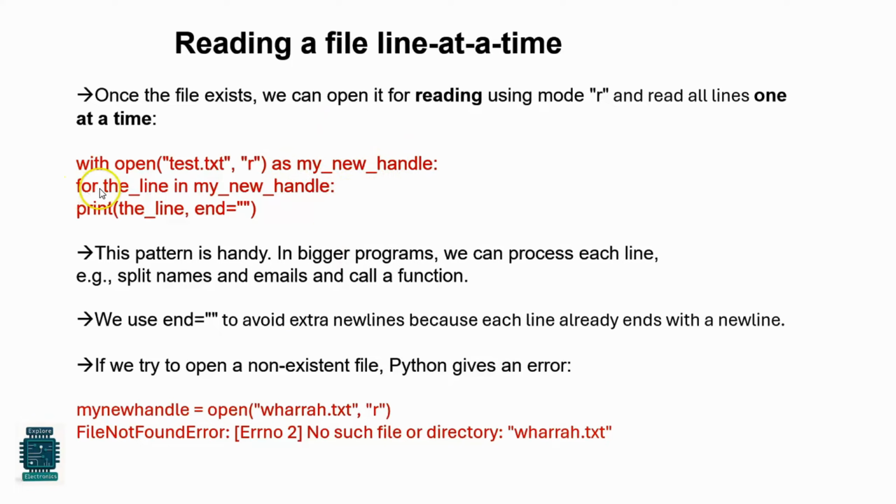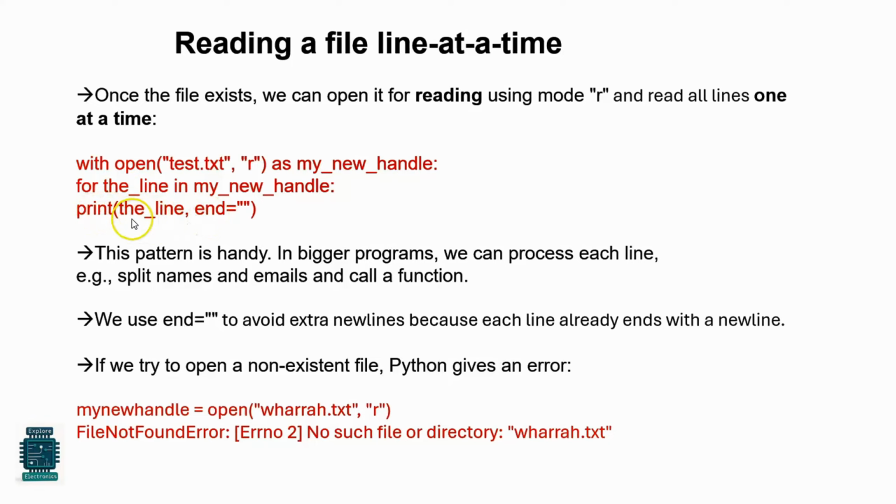For line in my_new_handle: this part of the code iterates through the file, with my_new_handle acting as an iterable object. The loop assigns each line of the file one at a time to the variable line. Clear? After that, print(line, end='').